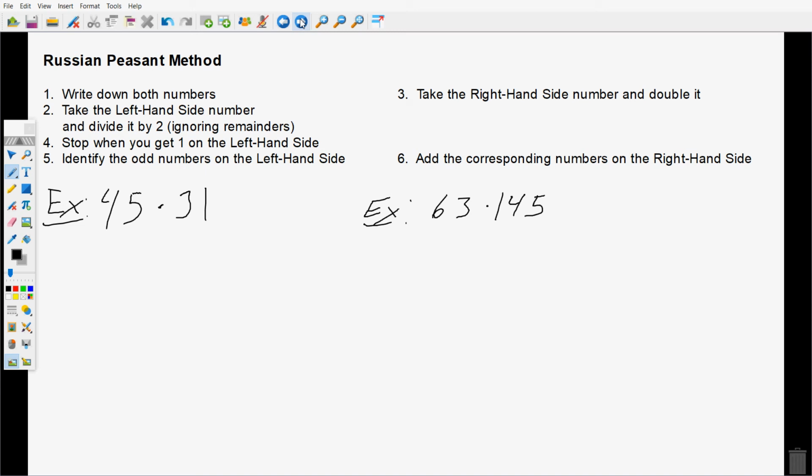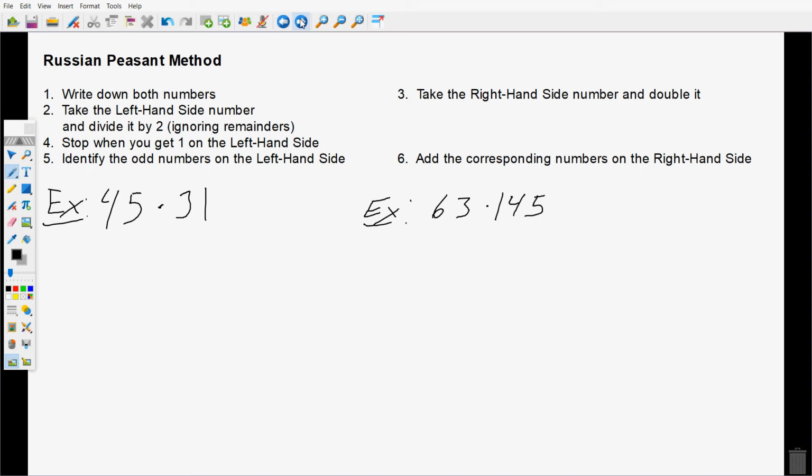Now this is sort of similar to the Egyptian algorithm from the previous video. This is multiplying using what's called the Russian peasant method. To do the Russian peasant method, you first want to write down both numbers, which I've already done for each example. Step 2 here says take the left-hand side number, in this case 45, and divide it by 2, ignoring remainders.